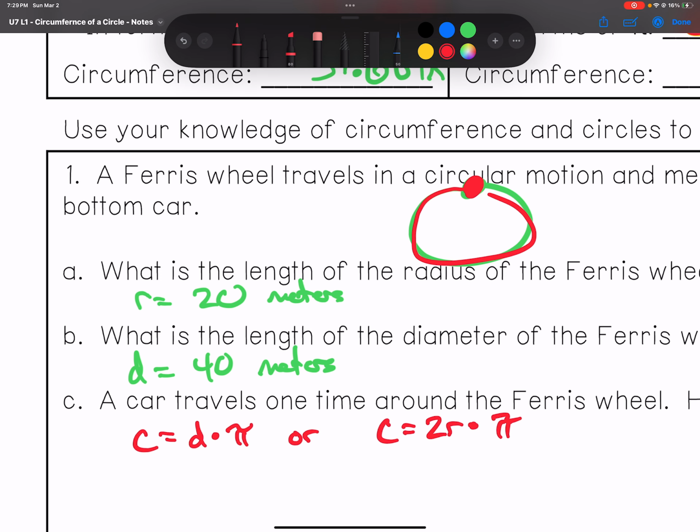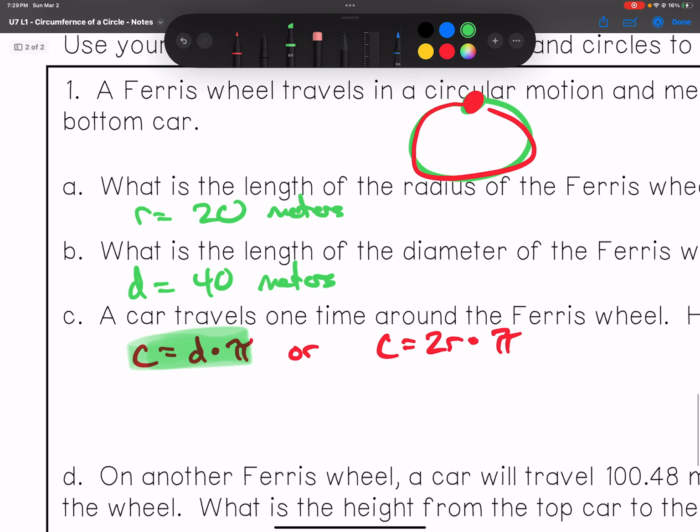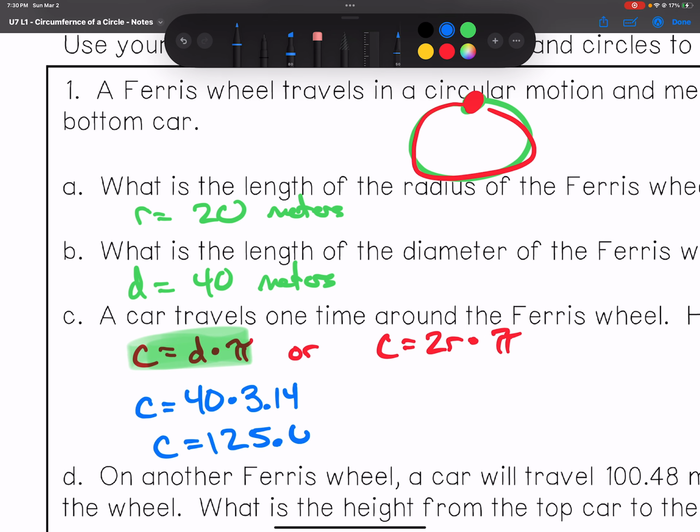I'm going to use the one I'm going to highlight in green. Why am I going to use that? Because it's just one less number I have to use because I have the diameter now. So to plug it in to find the circumference, which is all the way around the circle, circumference equals diameter, which is 40, times the pi. 40 times 3.14 is going to be C, the circumference, is going to equal 125.6. Now, we're talking about what? Meters. So it's 125.6 meters.